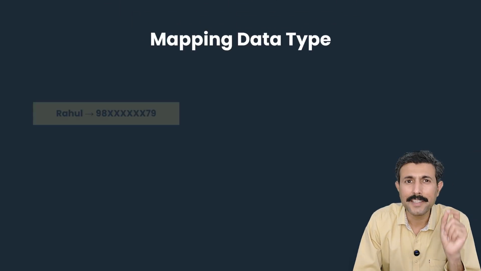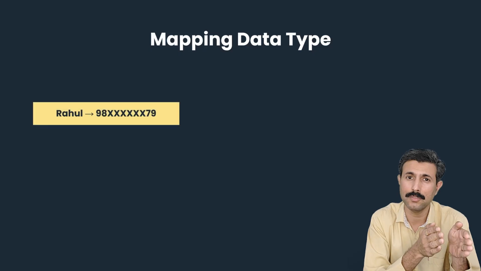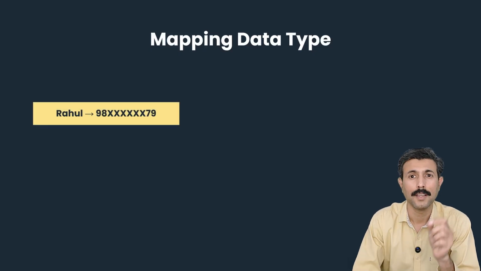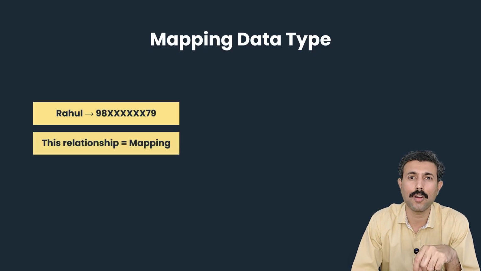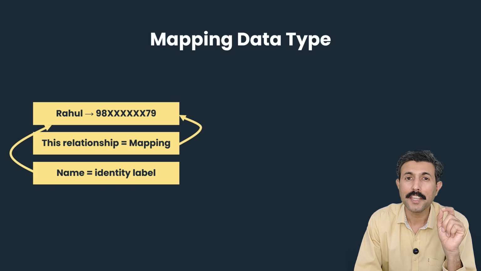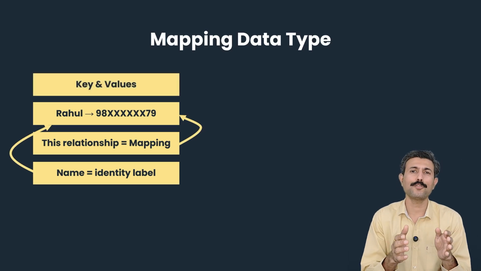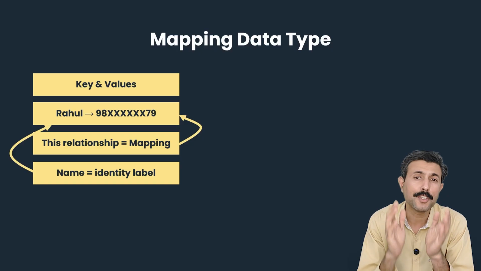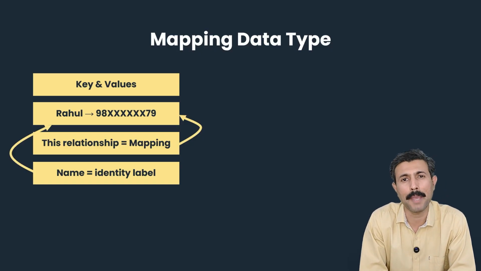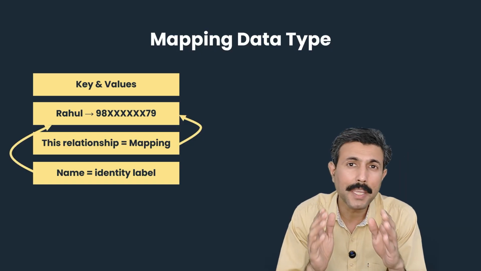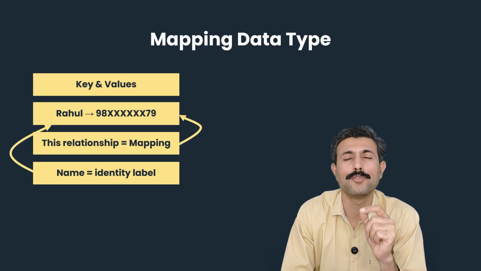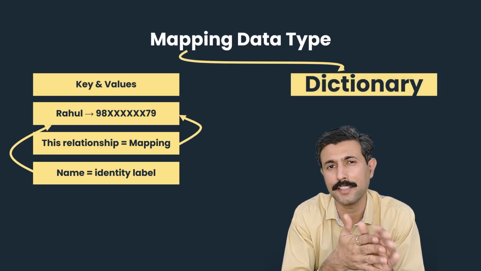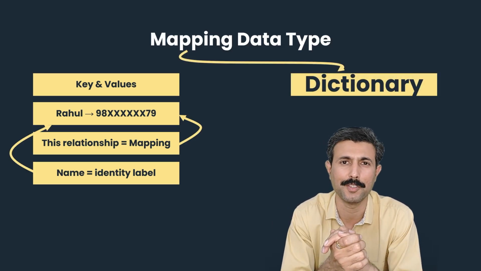So that is why here we have a relation like Rahul and phone number. This type of relation is called mapping. In Python, when we want to store data in the form of key and value, we use something called the mapping data type. The main mapping data type in Python is known as dictionary, and that is what we are going to explore in this video.